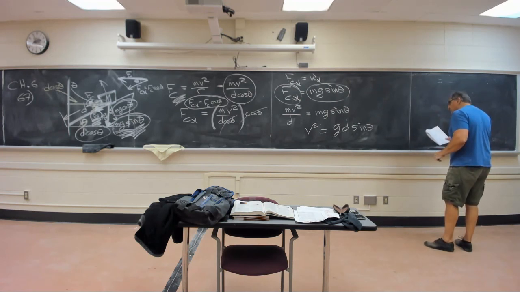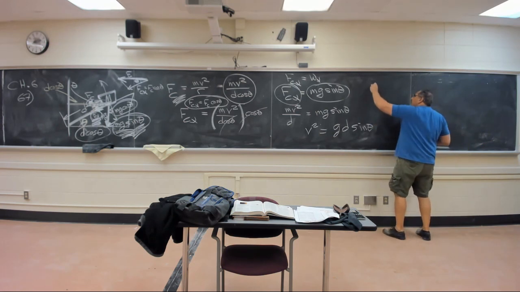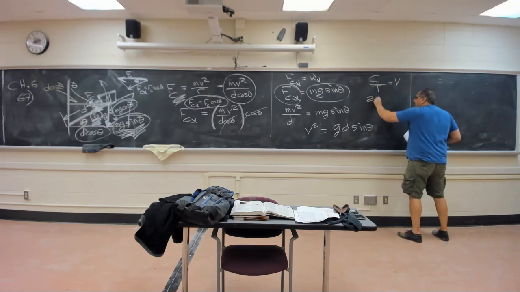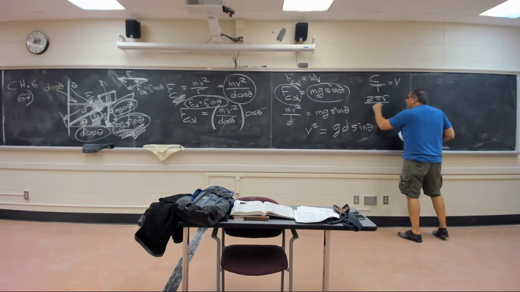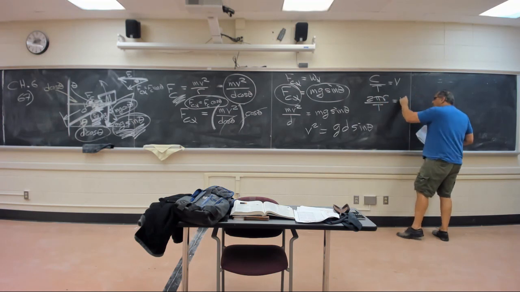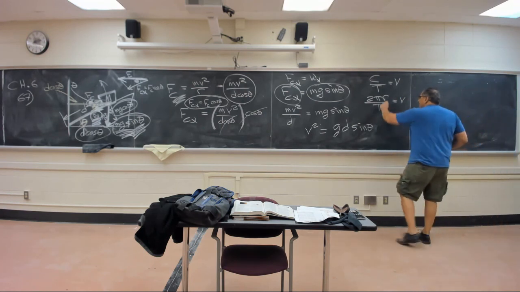We got this. Is the circumference divided by the period equal to velocity? Is that the same as 2 pi r over the period? The total distance all the way around divided by the time it takes to go all the way around is equal to v. Sounds good to me.